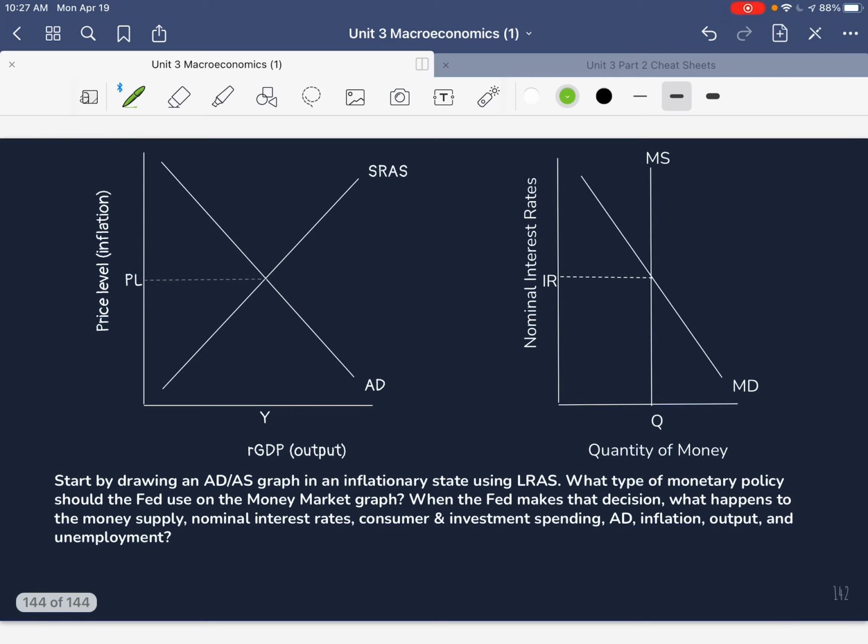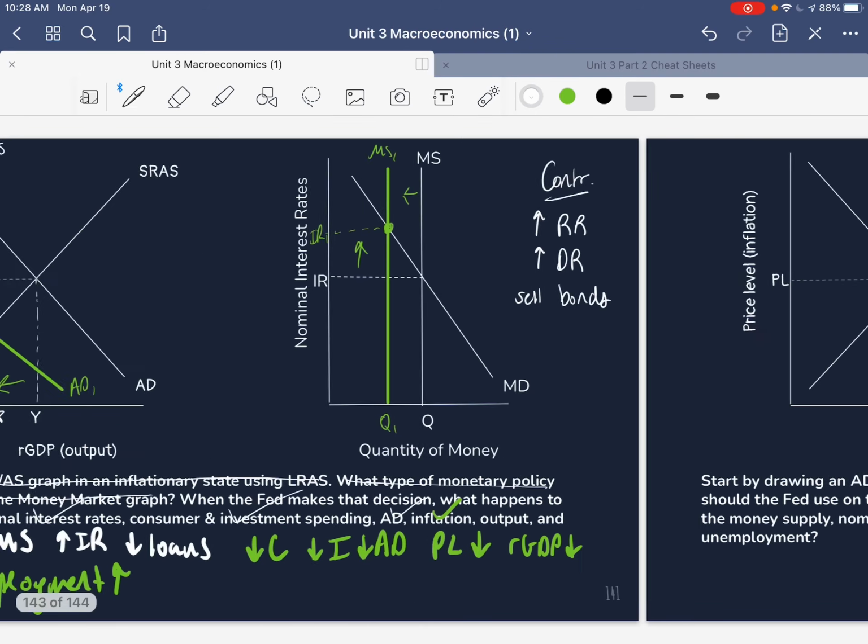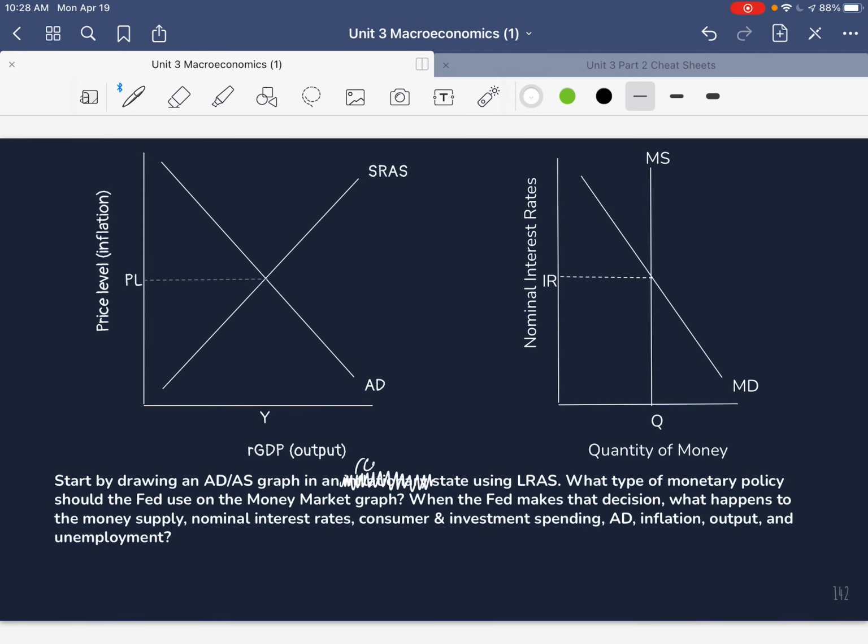Start by drawing an ADAS graph in an inflationary state using LRAS. That's supposed to say contractionary. Wait. Recessionary, sorry. Recessionary. Sorry about that. Okay, so first let me draw in my equilibrium because I forgot to do that. Okay, so draw an ADAS graph in recessionary state using LRAS.